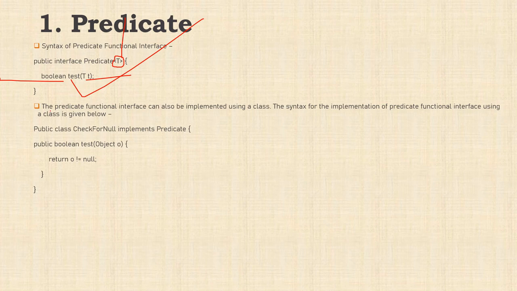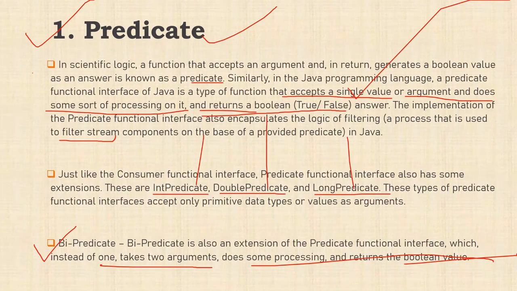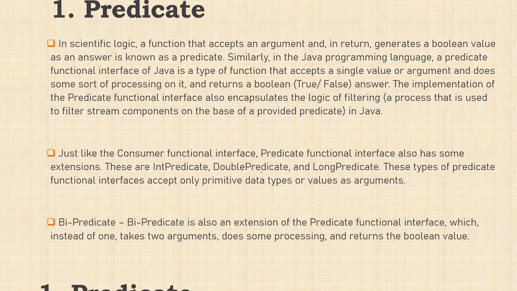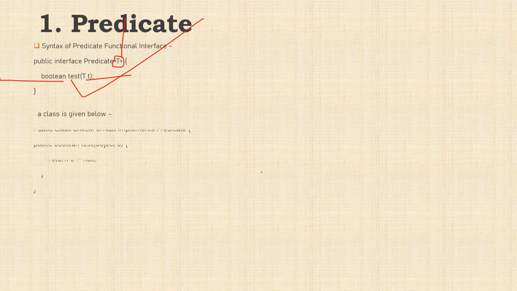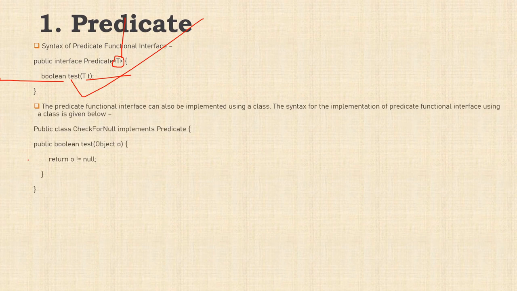Or if you don't want to write Integer, Double, Long, then we have, as we just saw, IntPredicate, DoublePredicate, and LongPredicate. So we can use LongPredicate, IntPredicate, DoublePredicate. This is also a way to use it. And the Predicate functional interface can also be implemented in a class. This is the way we are creating a custom predicate, like this to check for null.